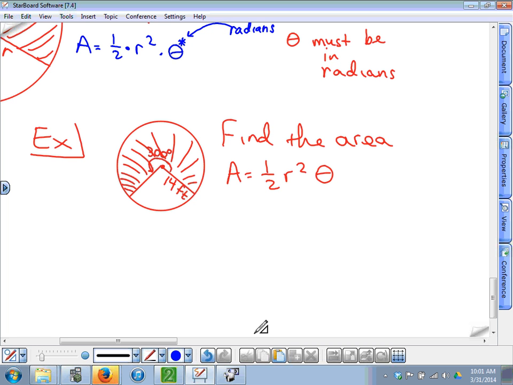So I want you to find the area of this sector that I've shaded in. It has a radius of 14 feet and a central angle of 300 degrees. This little piece here would be 60, yeah, but I want you to find this area with 300 degrees.